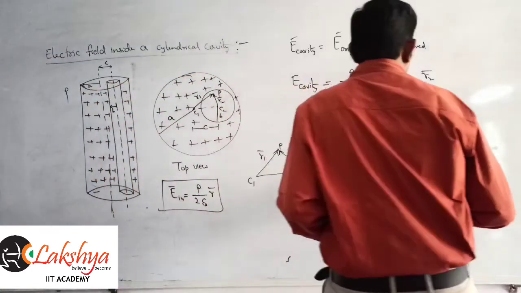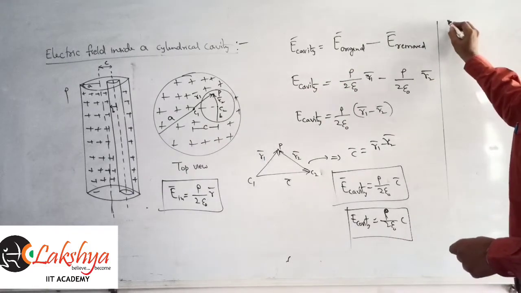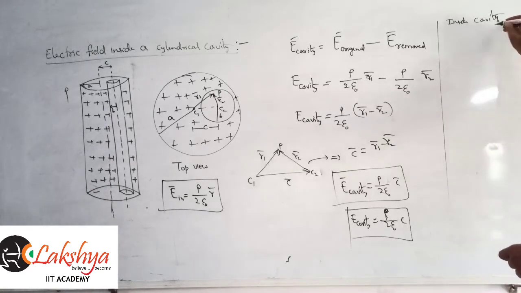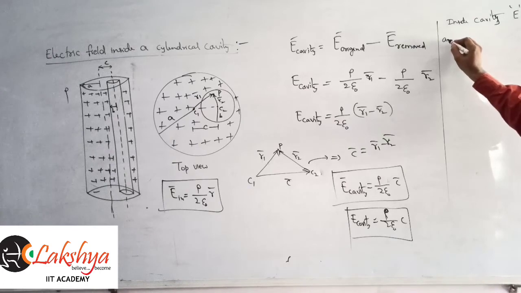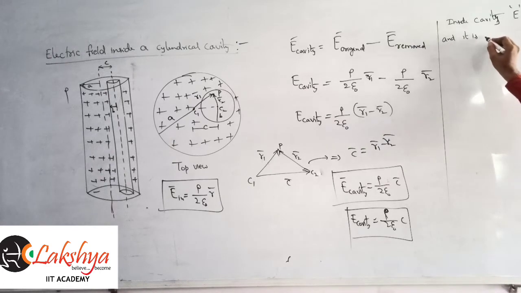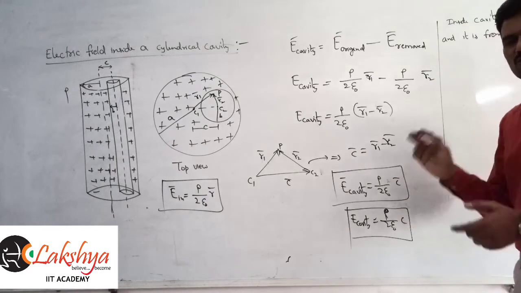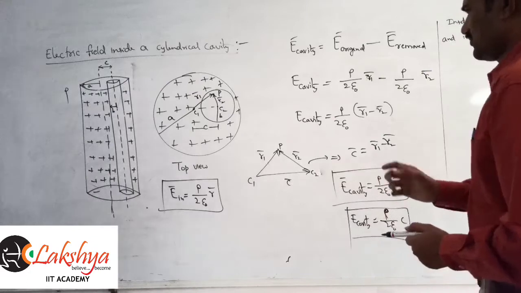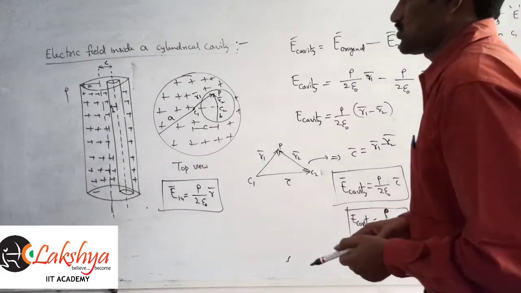That means inside the cavity, electric field is uniform, and it is from C1 to C2 if rho is positive. That means if charge density is positive, then it is from C1 to C2. If charge density is negative, then it is in the opposite direction here. So I can write the field lines, and for the previous one also draw the field lines diagram there so that you will get clarity about that.